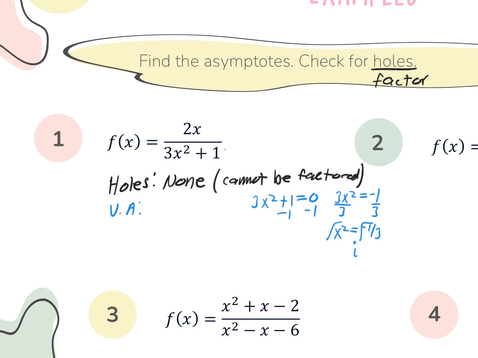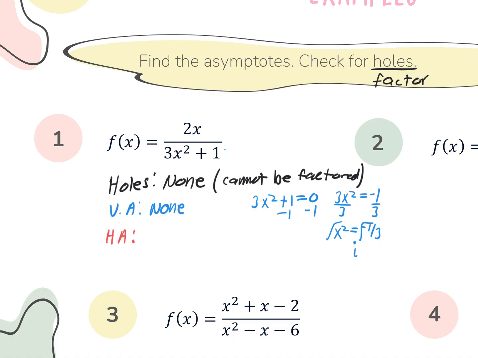I don't even have to evaluate this fully. Just recognize that an i in your answer is not going to give you any real line. It's going to give you a line in the imaginary plane, but we're only graphing in the real number plane. So we're going to have no vertical asymptotes either. That's fine. Not always are you going to have one. Sometimes you don't. Let's move on to the horizontal asymptote.